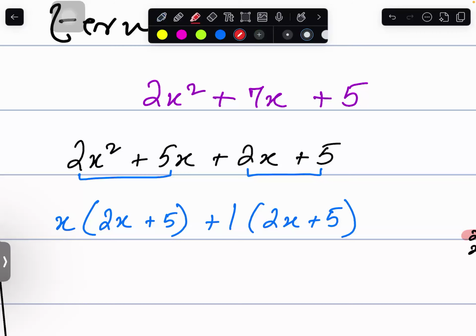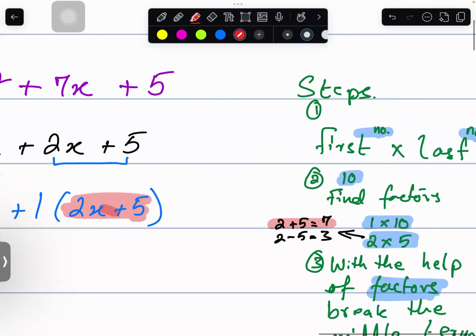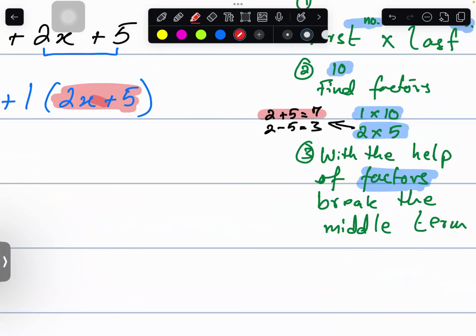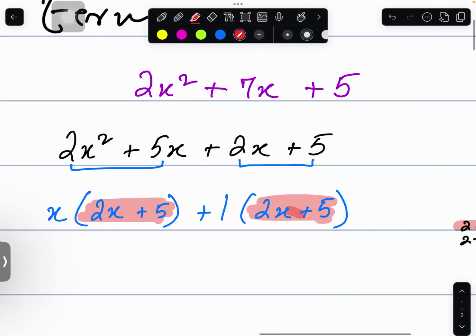Now, the most important thing about middle term factorization is that when you come to this step, where you have taken the common between the first two and the next two, you just make sure that these two brackets are entirely same. If these two brackets are not entirely same, it means that you have done something wrong in the steps above. If you would have done everything correctly, these two brackets are always going to be same. They are not going to be different. Even the signs inside them are not going to be different. The numbers and the signs are supposed to be same.